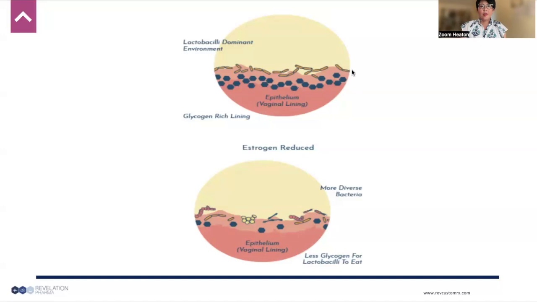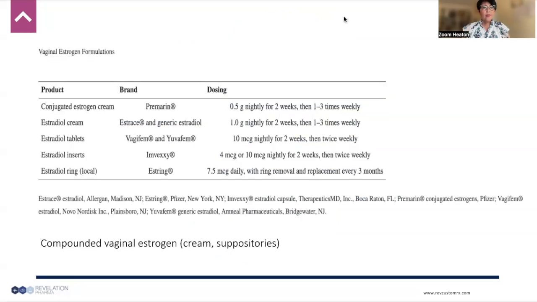And here just shows a healthy vaginal lining where there is a lactobacilli dominant environment. And once estrogen is reduced, we see more diverse bacteria here. And the vaginal lining has less glycogen, and so it's not as healthy. And here are some vaginal estrogen formulations that are available. Of course, the conjugated estrogen cream, estradiol cream, tablets, inserts, the ring, and of course, compounded vaginal estrogens, which can be more customized according to the patient's needs, cream or suppositories.